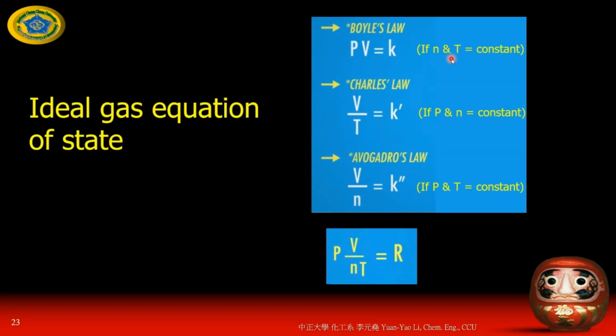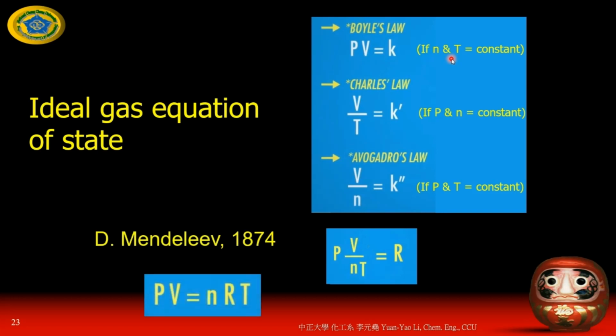And this is what we credit to Mendeleev. Two centuries ago, he realized this and wrote down a very famous equation, PV equals nRT. This is what we call the ideal gas equation of state, ladies and gentlemen. You know this from when you were young, right? But this is a very important equation, and this equation is for ideal gases only.